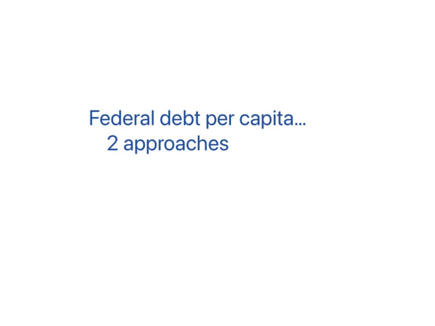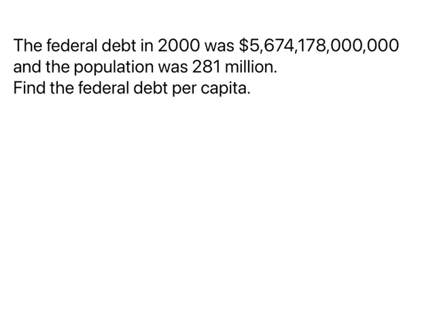Let's find federal debt per capita with two different approaches because sometimes one way works better than the other. So the problem we're going to do here is the federal debt in 2000 was $5,674,178,000,000, and the population was 281 million. Finding federal debt per capita.